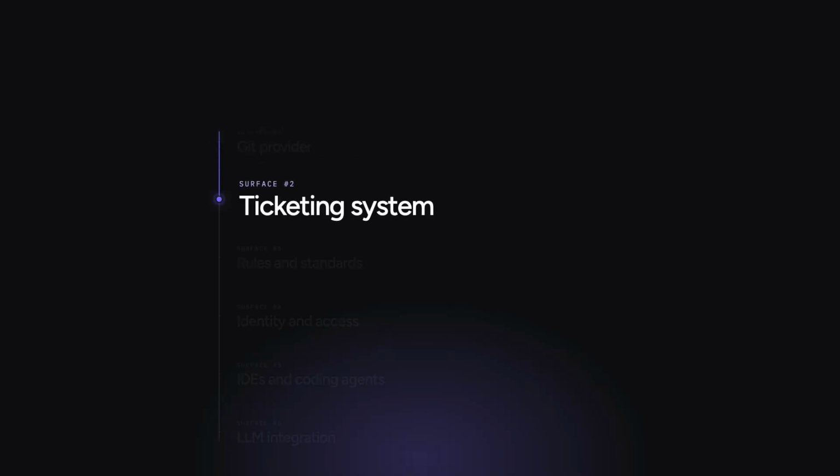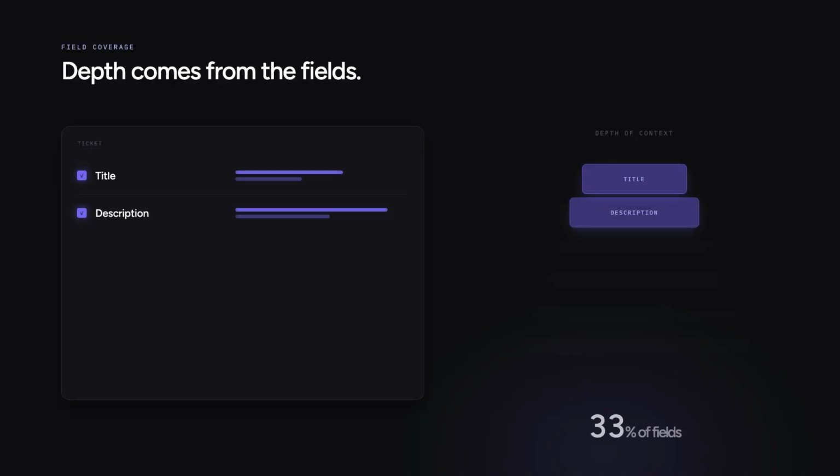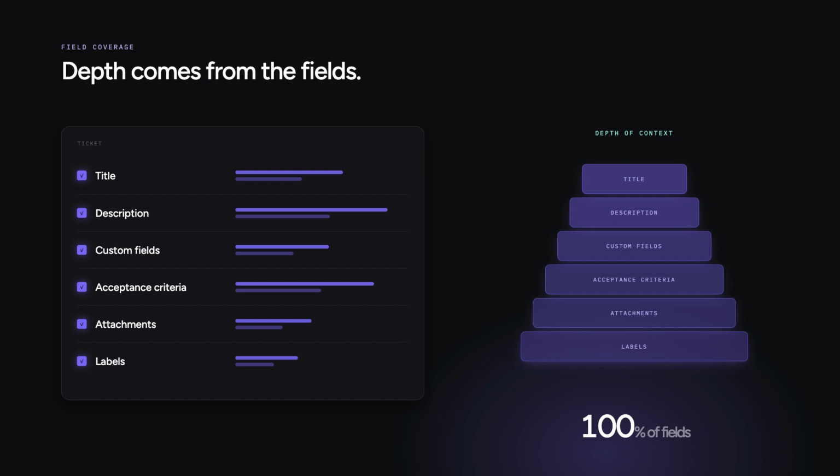Once the Git provider is settled, ticketing and requirements come next. Start with getting an understanding of which ticket fields actually get read. Title and description are the easy part. The real test is whether custom fields, acceptance criteria, attachments, and labels are in scope too, because that field coverage is what determines the depth of the context.